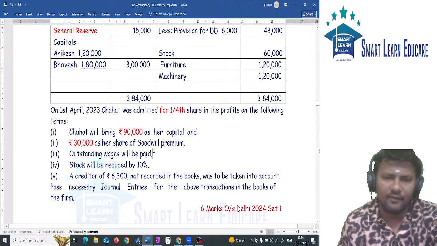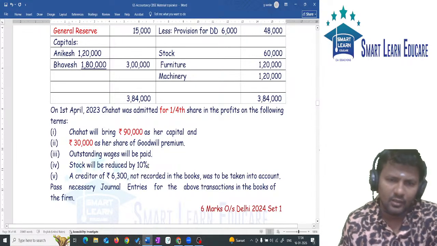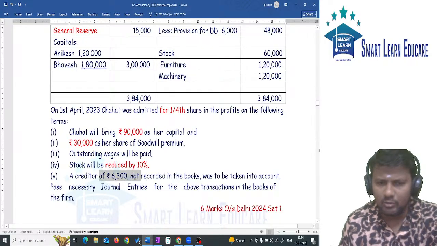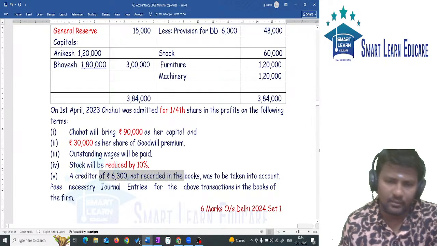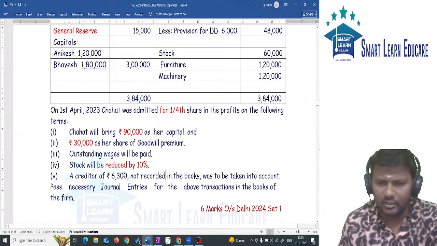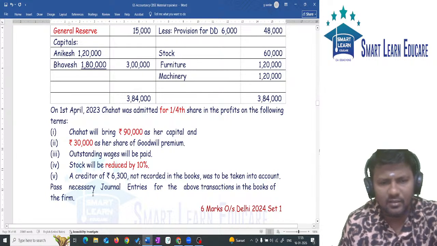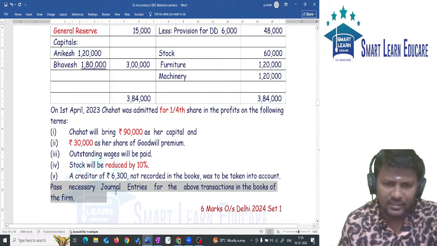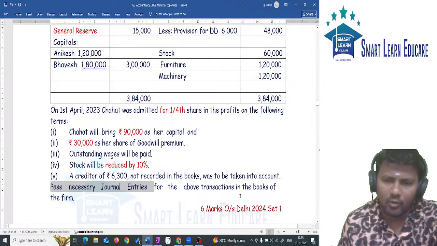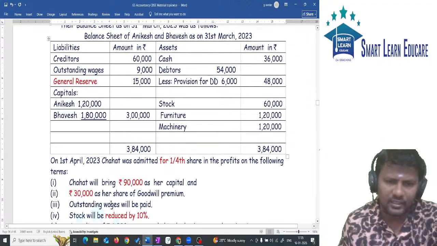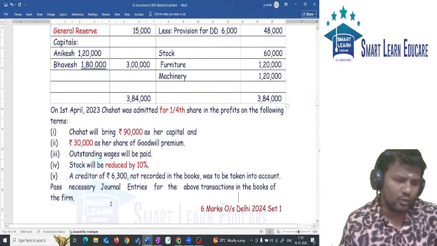Then outstanding wages will be paid. Stock is reduced by 10%. Creditors 6,300 not recorded in the books and was taken into account. Earlier creditors is not recorded. Now it is recorded, meaning creditors increases. Also they are asking us to pass necessary journal entry for the above transaction in the books of the firm. So that's all. So these are the adjustments given. Go through this question.